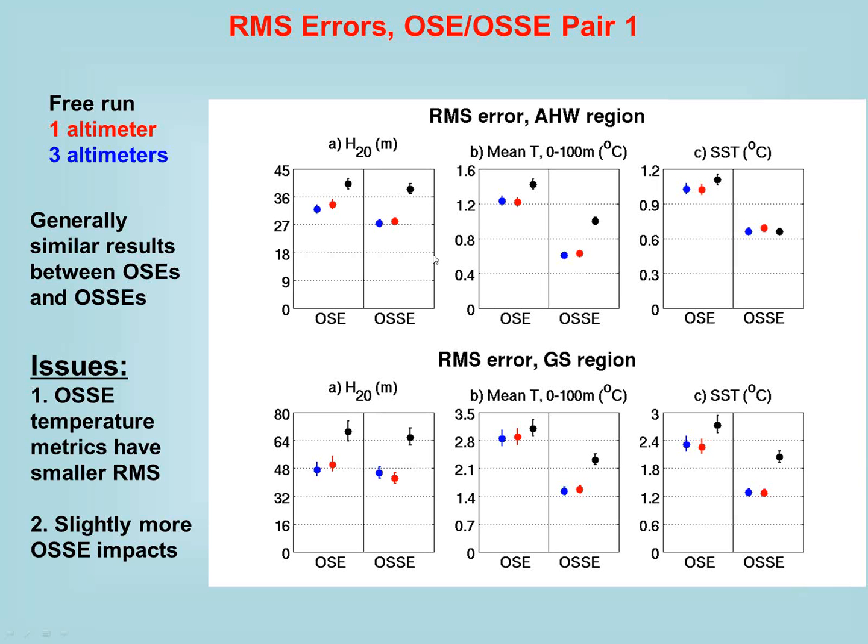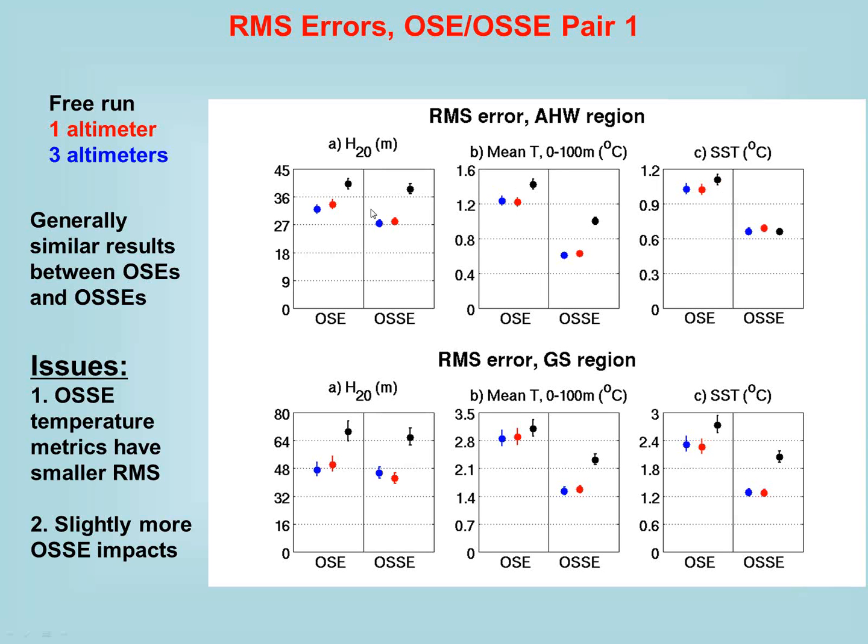Can't. Oh yeah, they're synthetic. Right, you can't compare the nature run to real Argo flows. Those are totally different. Right, exactly. So we're looking at this in a statistical sense. Do we get similar error reductions due to assimilating either one or three altimeters?